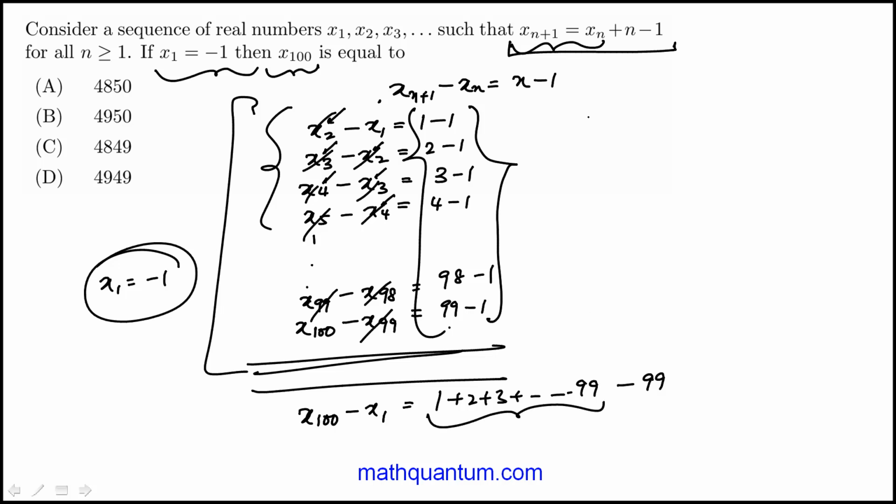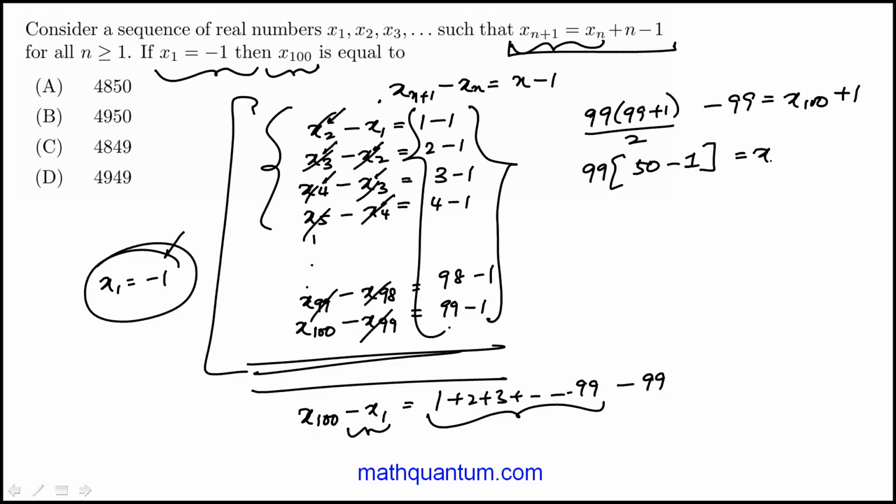This sum is equal to 99, n plus 1 over 2. And then I'm subtracting minus 99. x1 is minus 1. So since I'm subtracting, that becomes plus 1. I can factor out a 99. So this is 100 over 2, which is 50 minus 1. And so this becomes 99 times 49 minus 1 is x100.